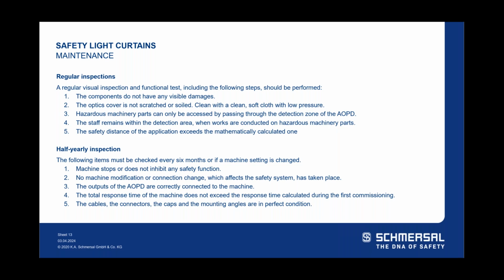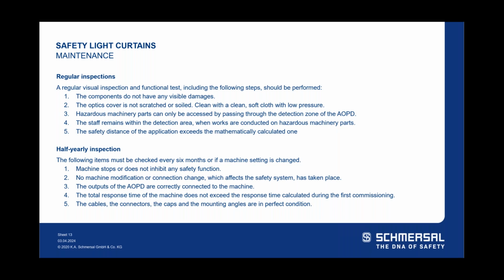Half yearly inspection, again, it's a suggestion. The following items could be checked every 6 months, or if a machine setting has changed. Again, we talked about sometimes these machines have to move, or parts of them have to move, or the hard guarding moves. Does the machine stop, and does it inhibit any safety function? No machine modification or connection change which affects the safety system has taken place. So again, the control portion. Has anything changed that would change how the safety system functions?